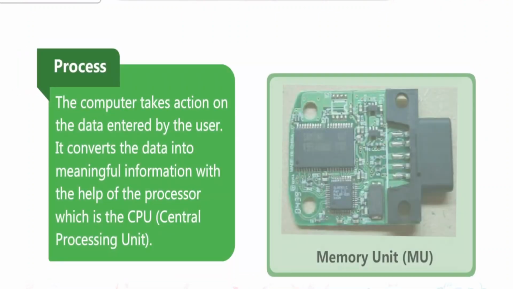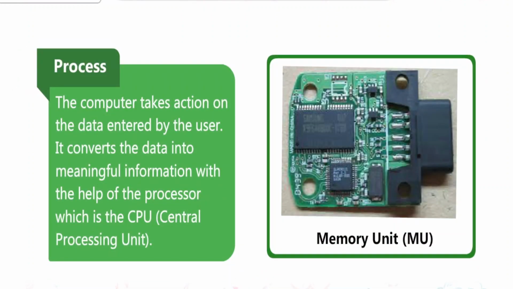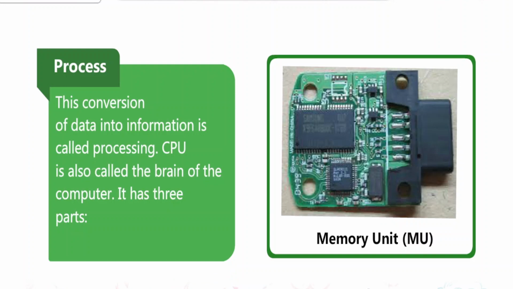Process. The computer takes action on the data entered by the user. It converts the data into meaningful information with the help of the processor, which is the CPU, Central Processing Unit. This conversion of data into information is called processing. CPU is also called the brain of the computer.